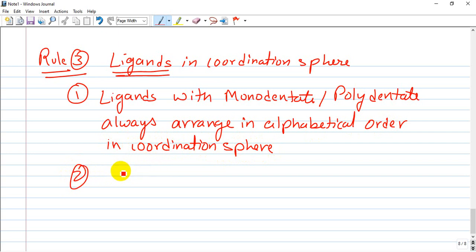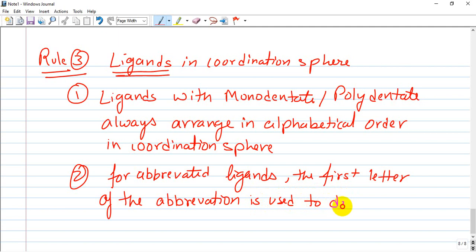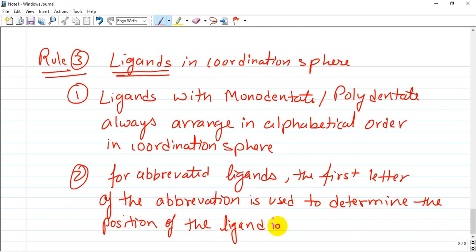Point number 2, for abbreviated ligands, the first letter of the abbreviation is used to determine the position of the ligand in alphabetical order.